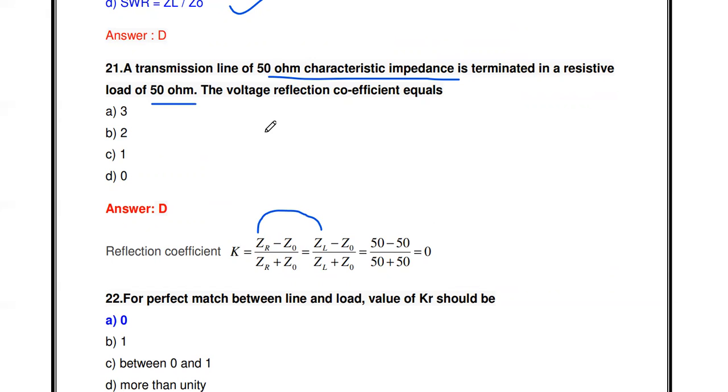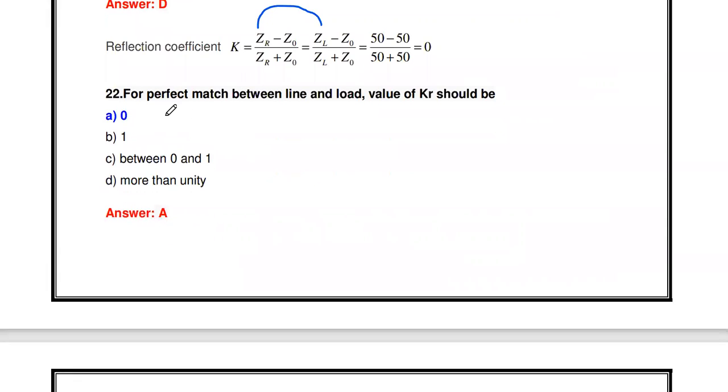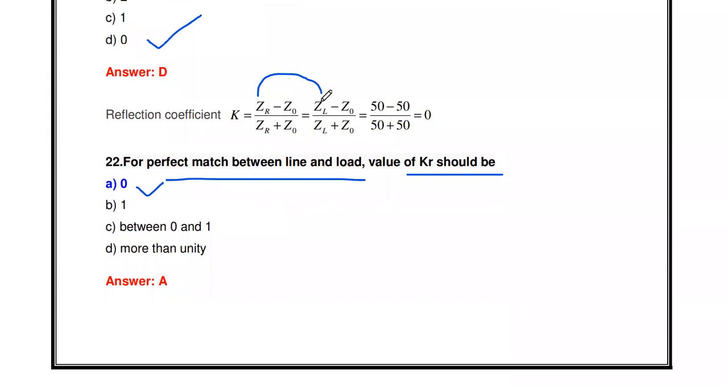Already you know, if the transmission line characteristics impedance is equal to the load impedance, we will get no reflection. So no reflection means the reflection coefficient is 0. So 0 is the correct answer. Then the next one, for perfect match between the line and load, the KR should be, KR means the reflection coefficient, it should be 0. If the line is matched, line impedance and load impedance are both equal, the reflection coefficient becomes 0.